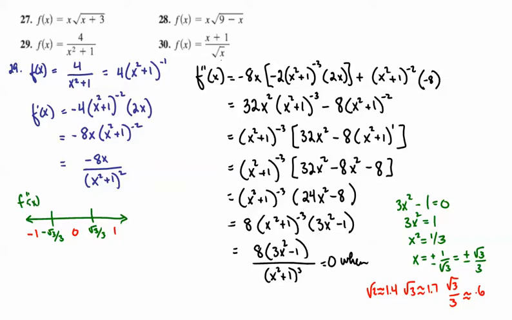Alright, all we need to do is plug into the numerator. The denominator will always be positive. Negative 1 squared will get positive. Plug in 0, we'll get negative. Plug in 1, we get positive. And so we have concave up, concave down, concave up, and we have x equals plus or minus root 3 over 3 points of inflection.